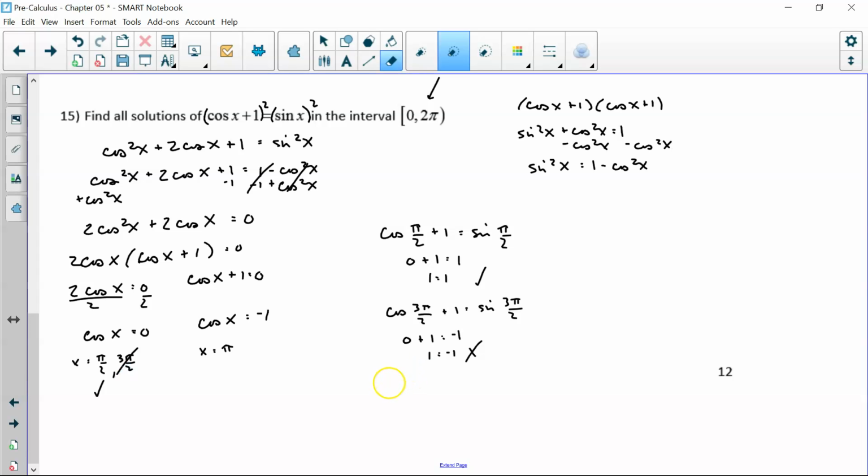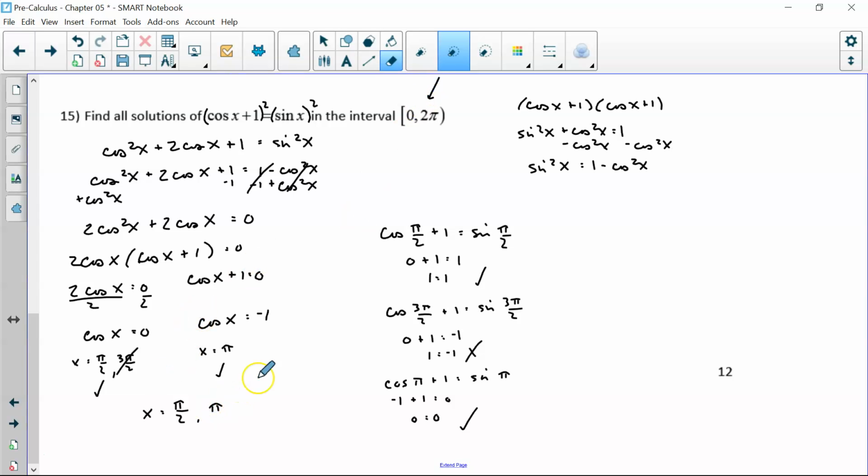And now let's check the pi. Cosine of pi plus 1 equals the sine of pi. Now the cosine of pi is negative 1, plus 1 equals, and the sine of pi is 0. So we get 0 equals 0, and that's a true statement. So our only valid solutions: x equals pi over 2 and pi.